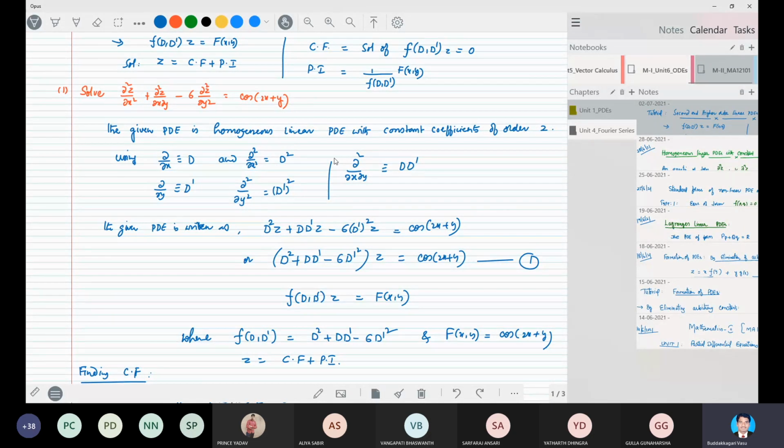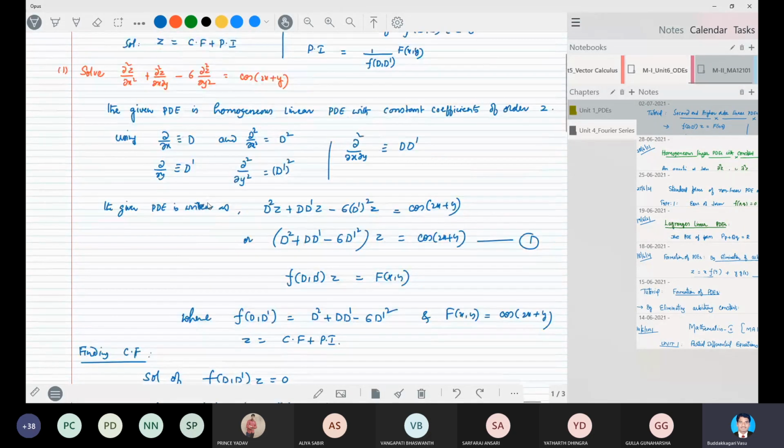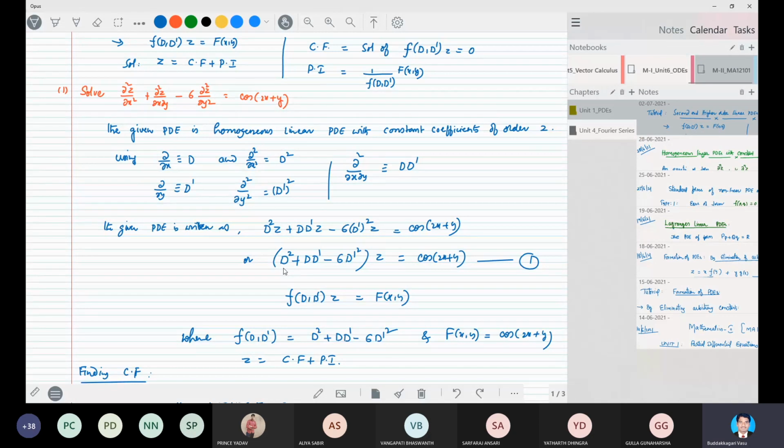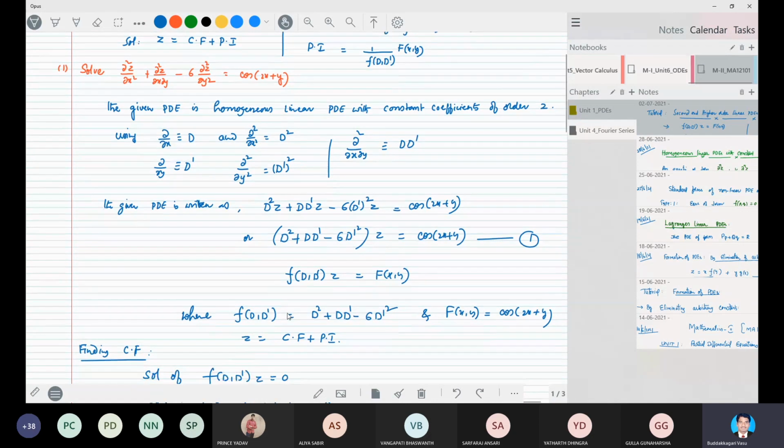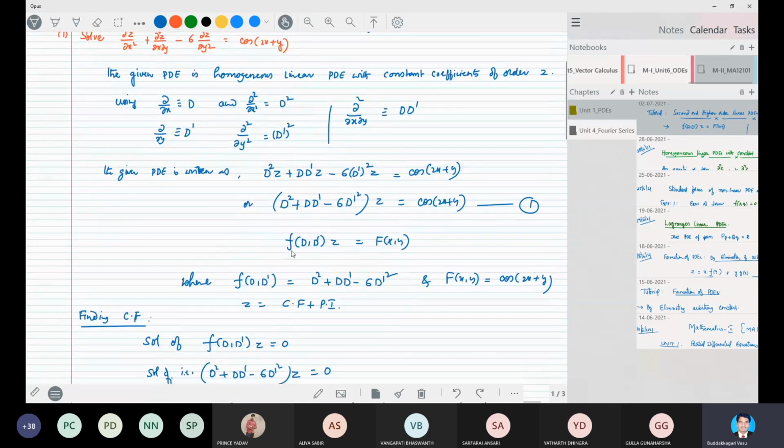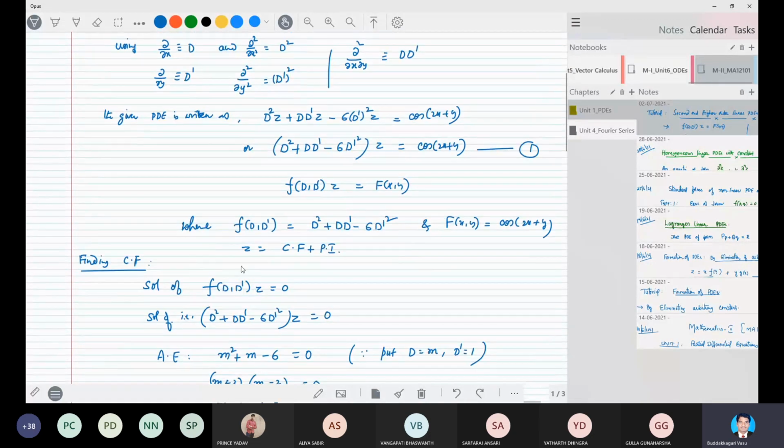Using these operators, we write it in the operator form, which gives (D² + DD' − 6D'²) z = cos(2x + y), which is of the form f(D, D') z = f(x, y), where f(D, D') = D² + DD' − 6D'², and f(x, y) is cos(2x + y). So its solution is z = complementary function + particular integral.